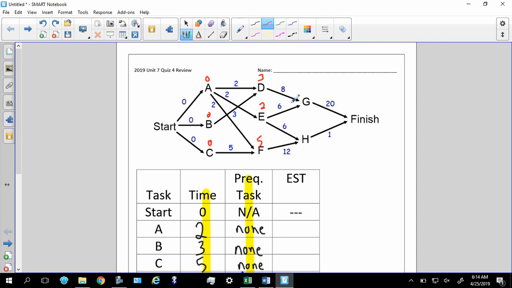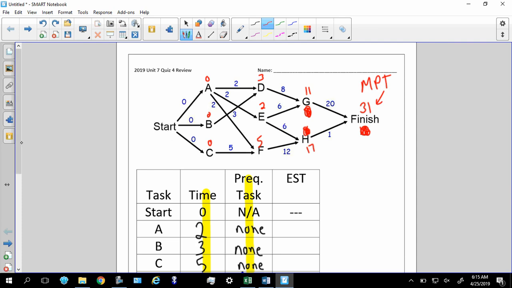Now G, you have 2 arrows going to G. D can get to G in 11 minutes. E can get to G in a total of 8 minutes. So obviously, we're going to take the largest total. For H, E can get there in 8 minutes, and F can get there in 17. So we're going to take the larger number. That would be a total of 18, 11, 20, which is a total of 31. We are going to take 31. Now remember, 31 is the minimum project time. So that's MPT.